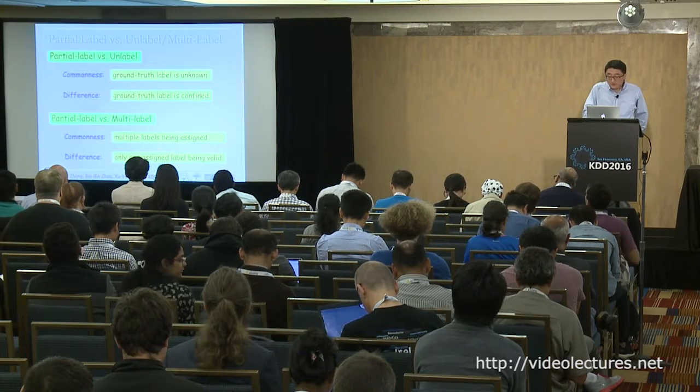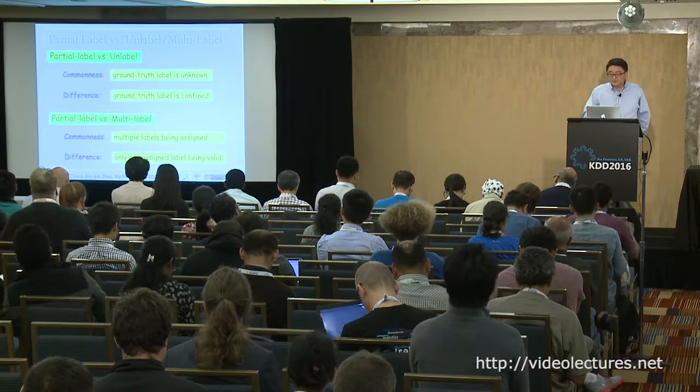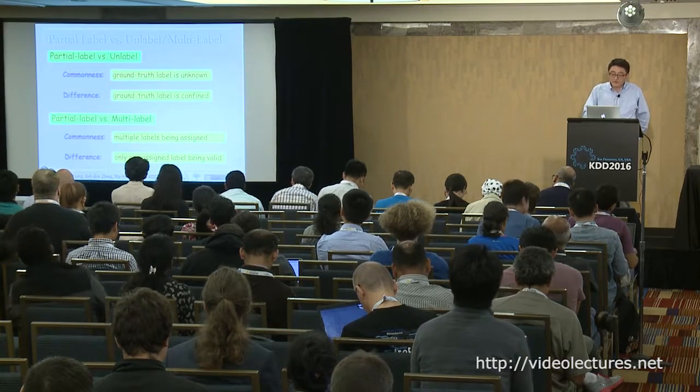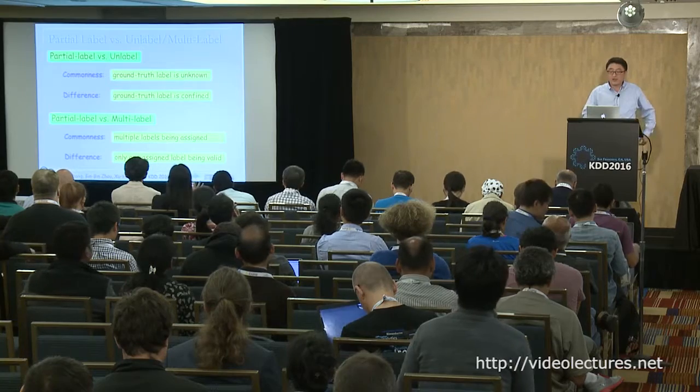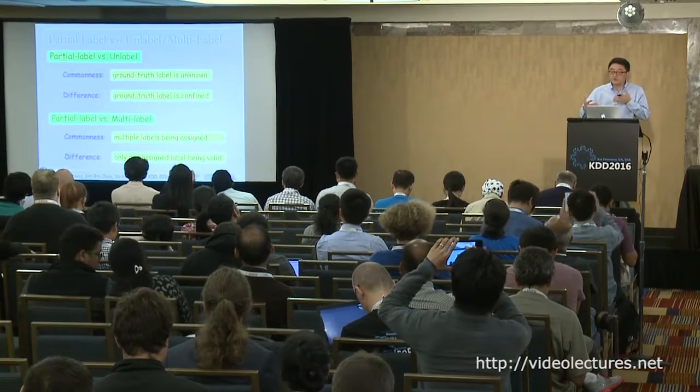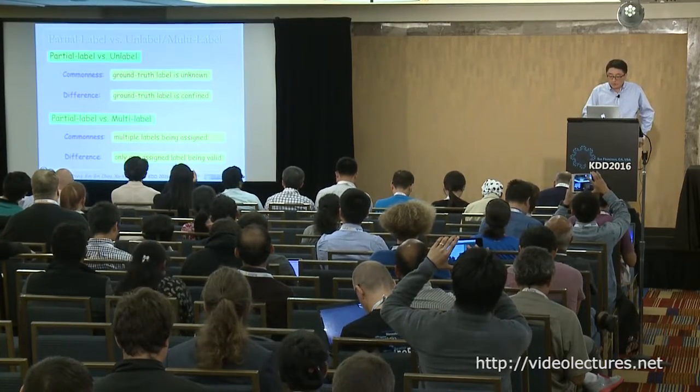When we compare with multi-label learning problems, the difference is also very big. In multi-label learning, you can have multiple labels. But here, we still assume each instance only has one label.